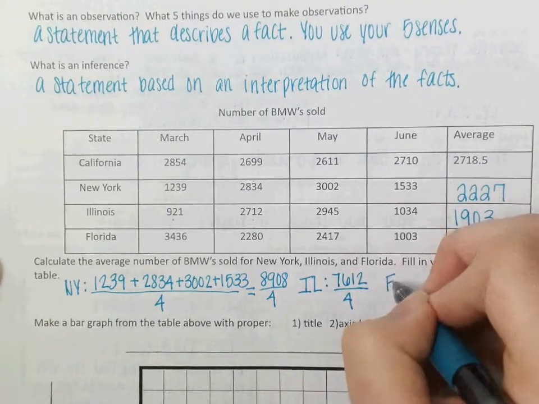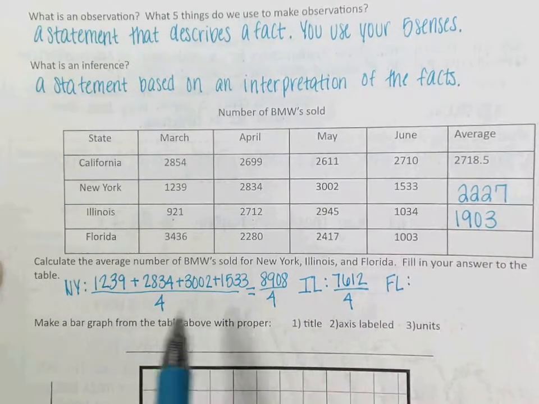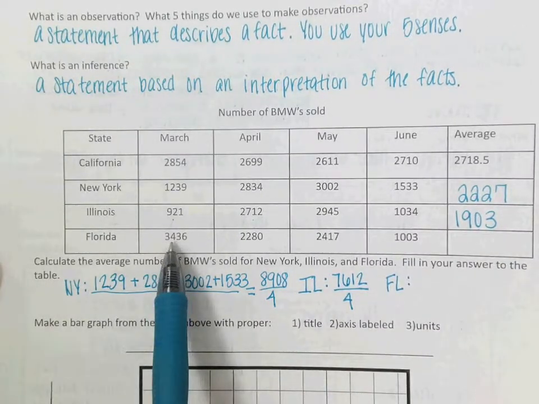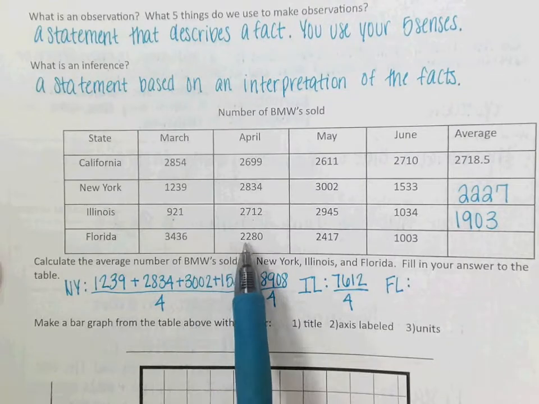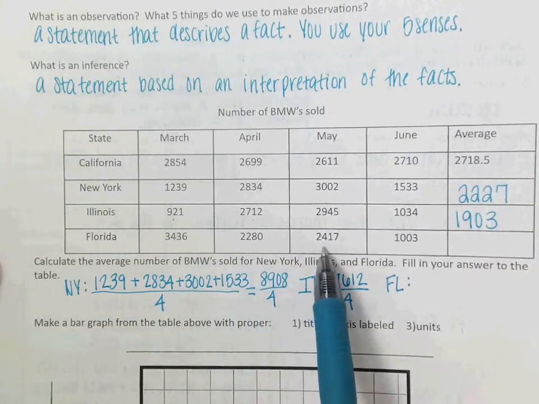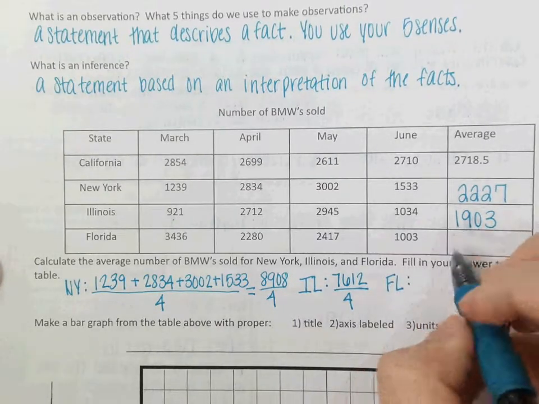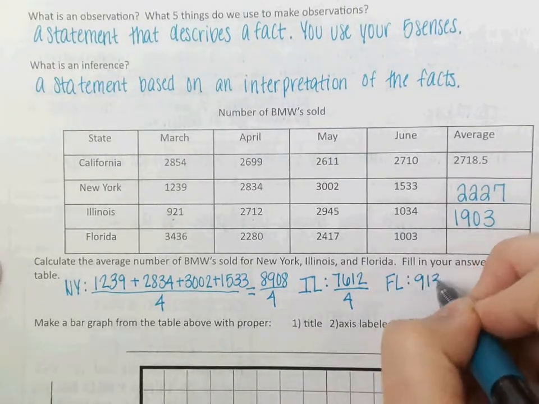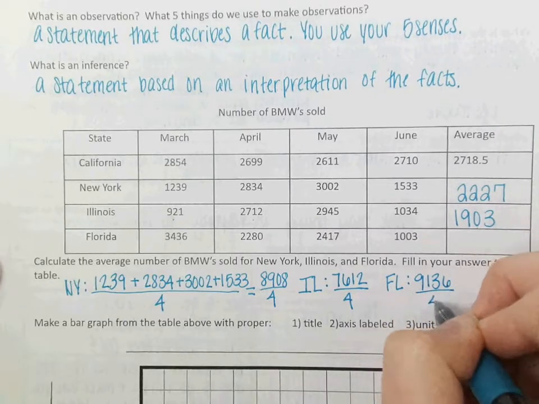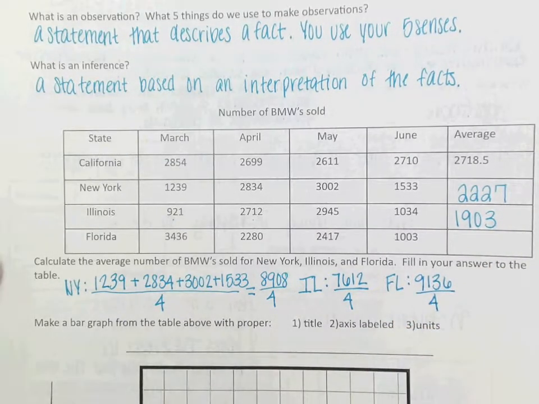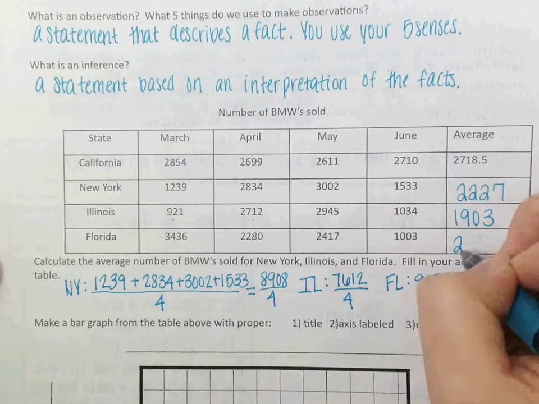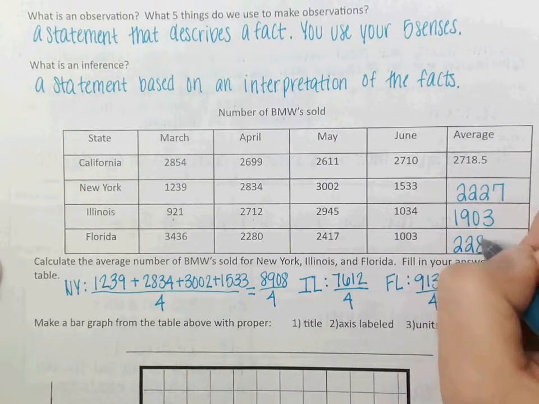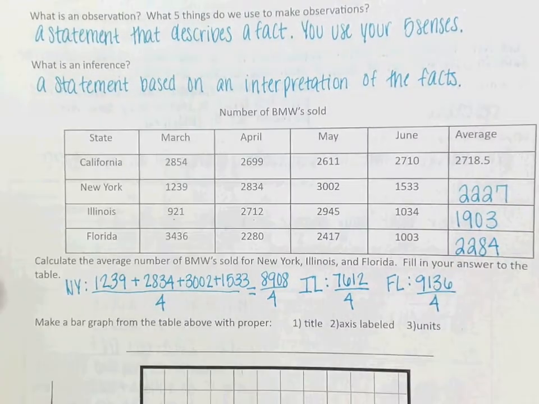And then in Florida, we want to add our 4 numbers, 3,436 plus 2,280 plus 2,417 plus 1,003, and we get 9,136. And again, we need to divide that by 4 since we're adding up 4 numbers, and we get 2,284. So there we have our averages.